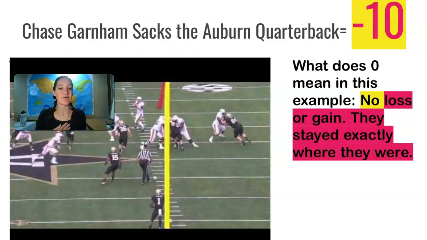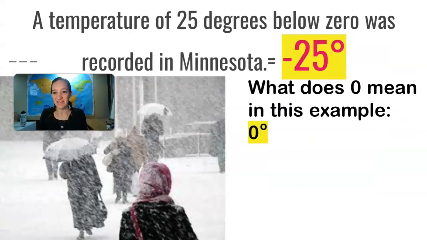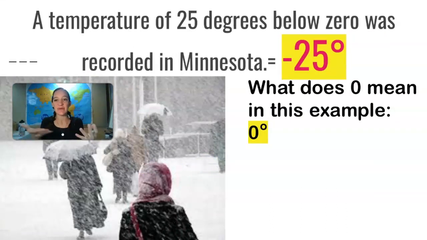All righty? So in sports, you're going to see negative numbers. In temperatures, this might be one of the biggest ones you've seen, because we live in Utah where it gets into the negatives, right? But in Minnesota, it had a temperature of negative 25 degrees, 25 degrees below 0, which would be negative 25 degrees, right? So what does 0 mean when we're talking about temperature?